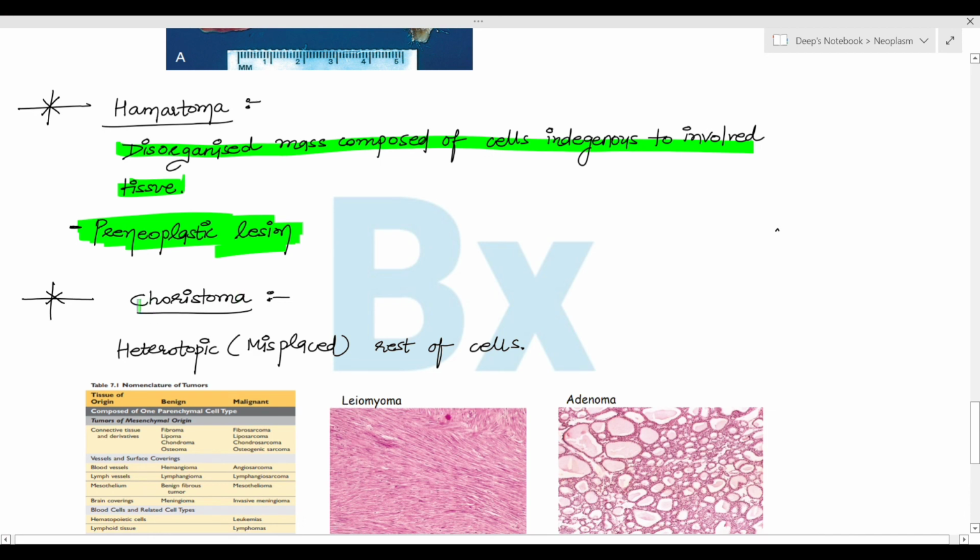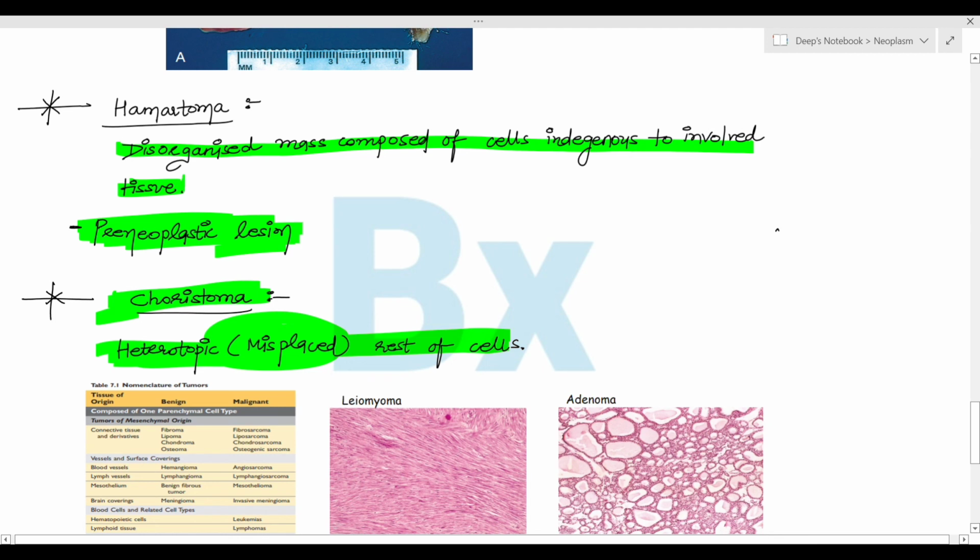But choristoma means a heterotopic rest of cells. What is the meaning of heterotopic rest of cells? It means misplaced cells, like pancreatic tissue. Normally a tumor of the pancreas occurs in the pancreas. If pancreatic tissue is found in the colon, then it is a misplaced heterotopic rest of cells. Then it is called a choristoma.